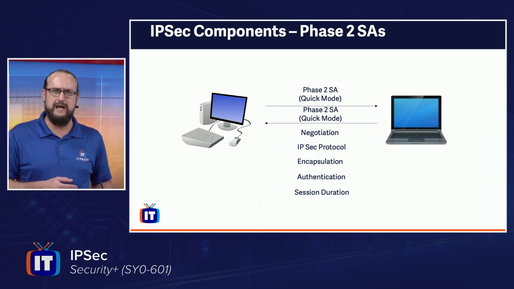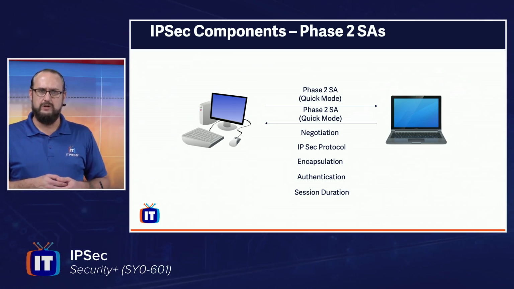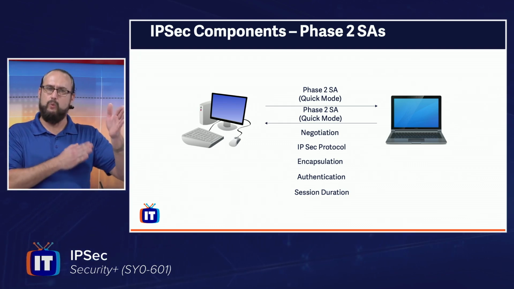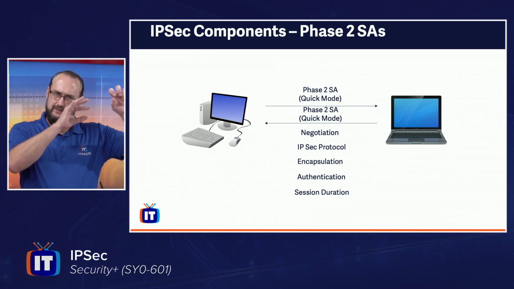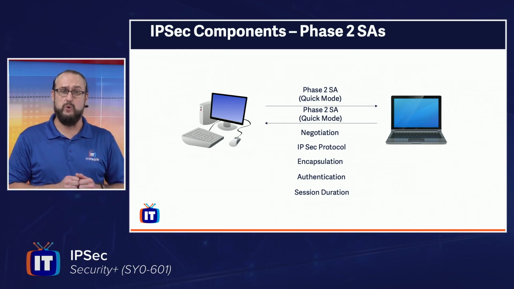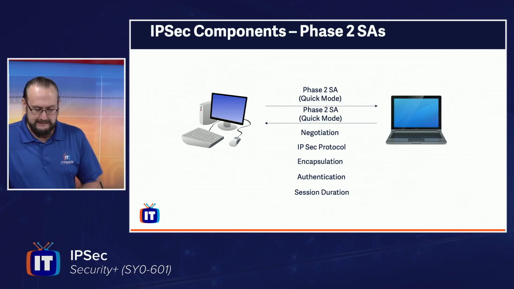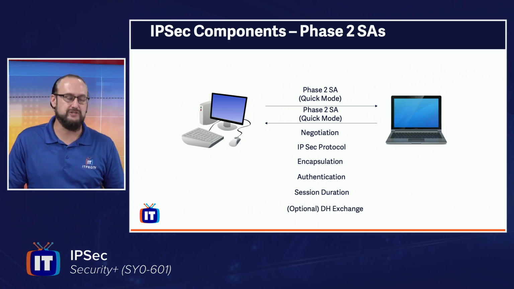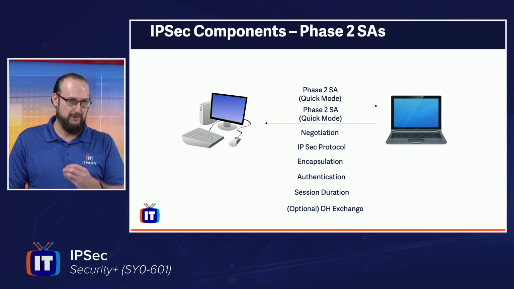How long should Dan wait for another packet to come? How long should I wait? We're going to define that before we actually set these up so that once that data communication is done, that security association is torn down. Then last but not least, there's an optional DH exchange, Diffie-Hellman exchange, and this is for if you want to implement perfect forward secrecy.